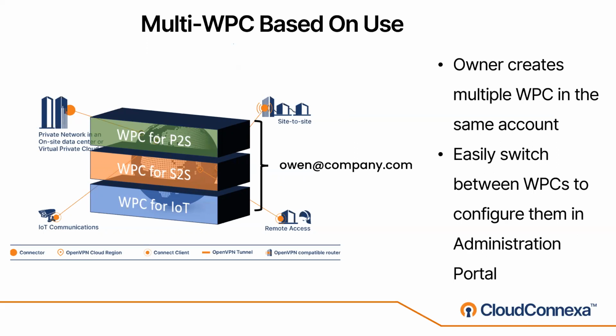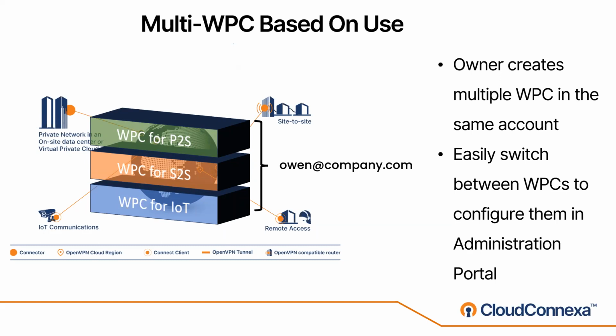So you have created one WPC in the middle for your site-to-site networking, one WPC in the bottom for your IoT, and the top one is for your point-to-site or remote access. So we have the flexibility for an owner to, again, on demand, create additional WPCs as they desire. And using the administration portal, you can easily switch between the WPCs so that you can configure them in a seamless fashion.